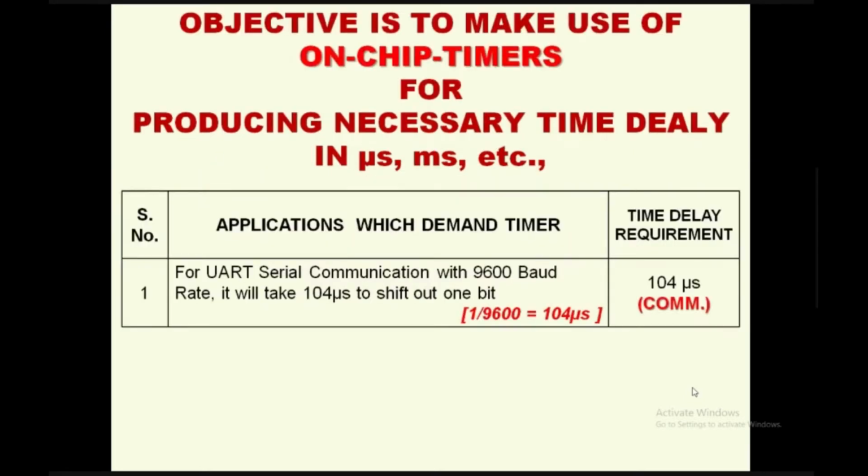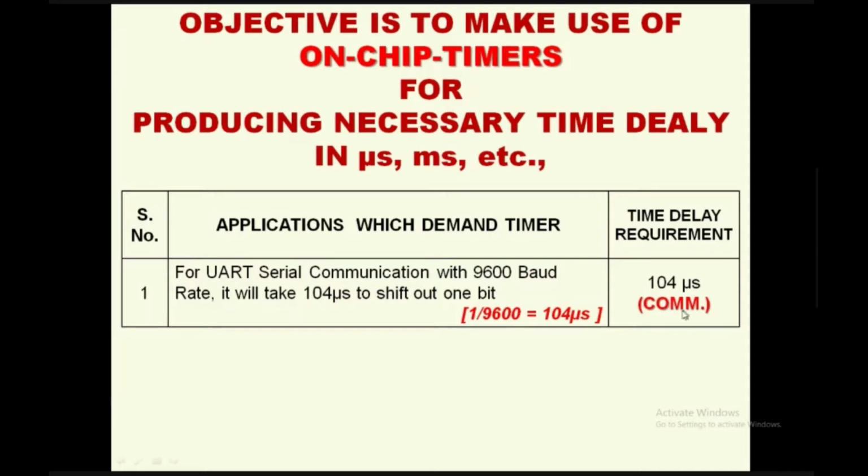And the applications which demand timers are, the first example, UART serial communication with 9600 baud rate. It will take up to 104 microseconds to shift out one bit. So if your microcontroller is communicating with another microcontroller through UART with a baud rate of 9600, so 1 by 9600, it will take around 104 microseconds to shift out one bit. So there is a need for a timer to say that 104 microseconds is over, you can shift out the next bit. So the parallel-in serial-out shift register of a UART needs the timer's help to know that 104 microseconds is over, we have to shift out the next bit.